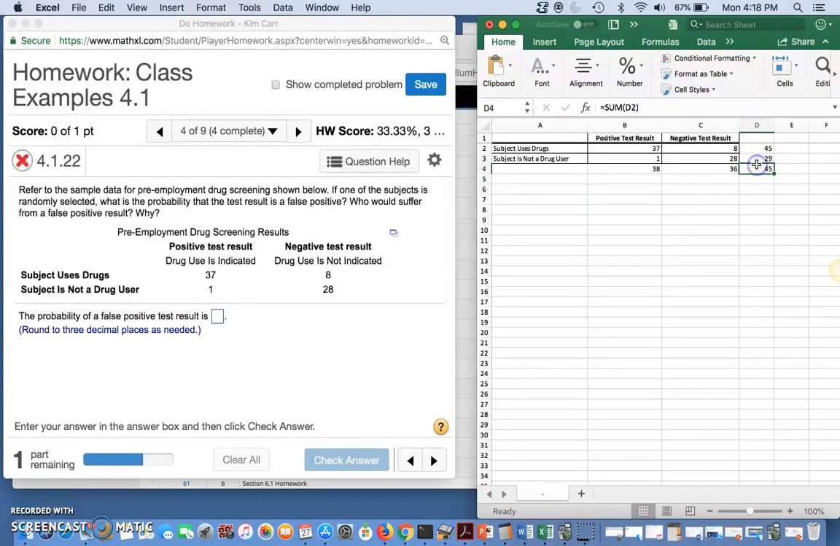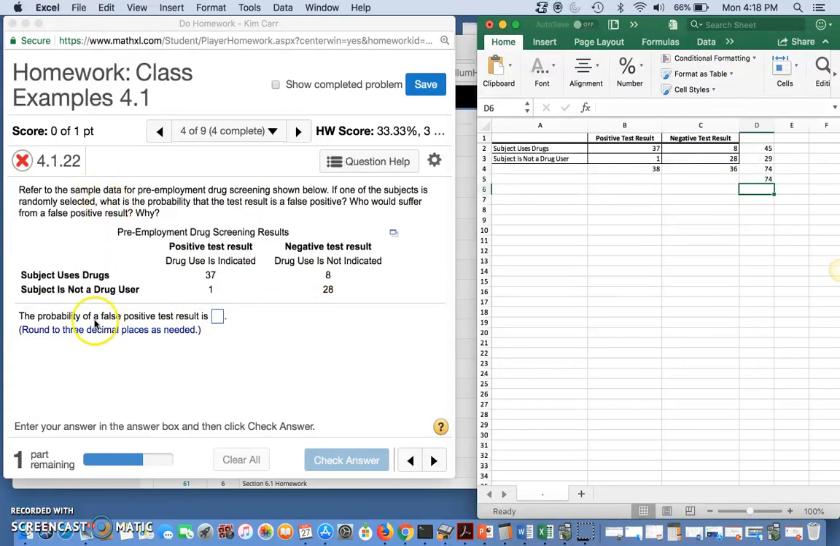Okay, that's not the right answer. So that would be the sum of D2 and what? D3. I can correct it like that. Or let's go double check it this way. And I would say equals sum. Okay, got 74 both ways, so I've got 74 trials represented right here.